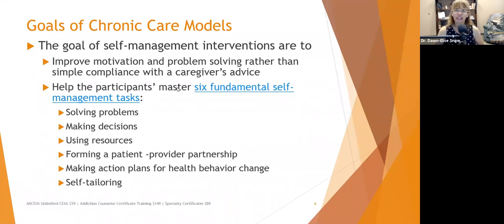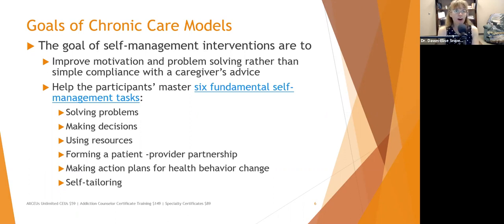The goal of self-management interventions is also to improve motivation and problem solving rather than rely on simple compliance with a caregiver's advice. So we'll stick with the insulin idea. If you're seeing a client who has to start testing their blood sugar and potentially administering insulin, and they are overwhelmed by this, okay, this is one of those things that needs to happen. Let's talk about what's going to happen if you don't do that. And then let's talk about what some options are to make this less aversive, scary, quote, impossible to do. Maybe have someone else test your blood and give you the injections.